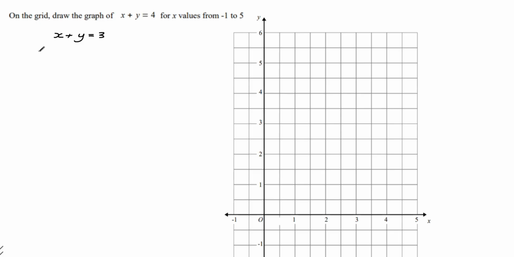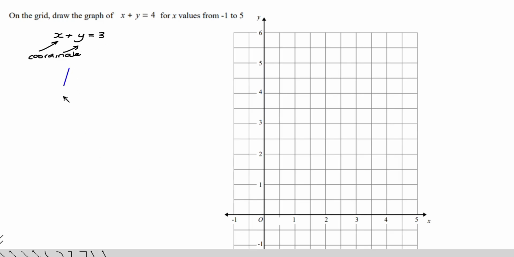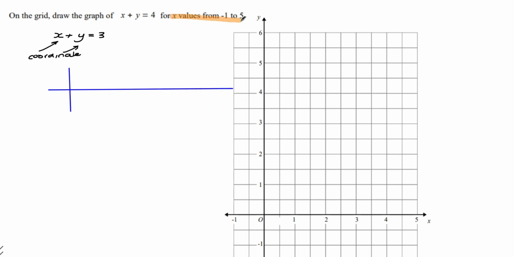It's telling you that the x coordinate plus the y coordinate is equal to 3, and it wants it for x values from negative 1 to 5. So x is negative 1, 0, 1, 2, 3, 4, 5. And we're trying to find out what the y values would be. So the two have to add together to make 3.